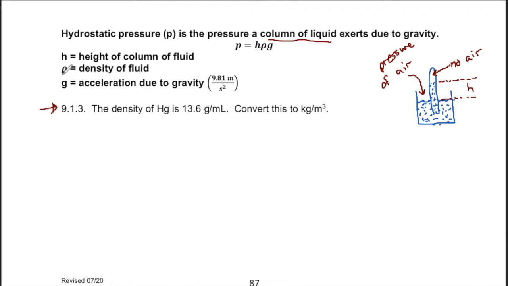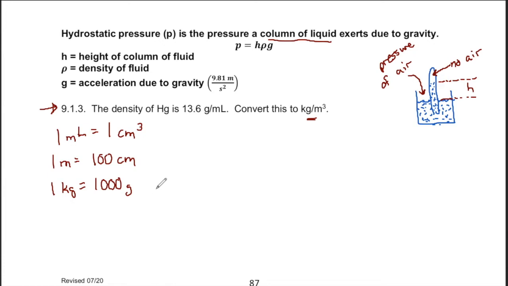So the density of the fluid needs to be in these SI units, because we're going to be getting the pressure in pascals, which has SI units. We mentioned that before. And mass is kilograms, not grams, and volume in SI units would be meters cubed, so not milliliters. We know that 1 milliliter is 1 centimeter cubed, and we also know that 1 meter is 100 centimeters, so we're going to have to cube this relationship to get centimeters cubed and meters cubed, because 1 meter cubed is not 100 centimeters cubed. And we also know that 1 kilogram is 1,000 grams.